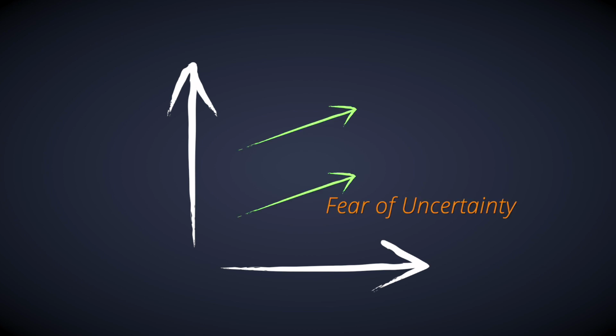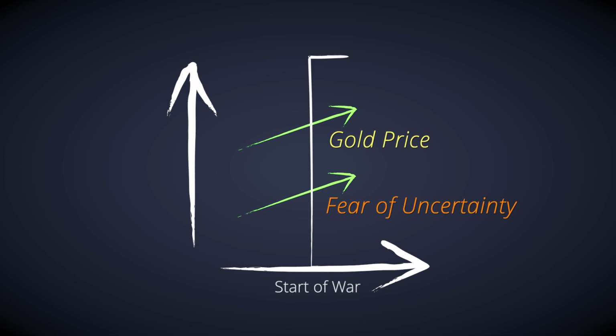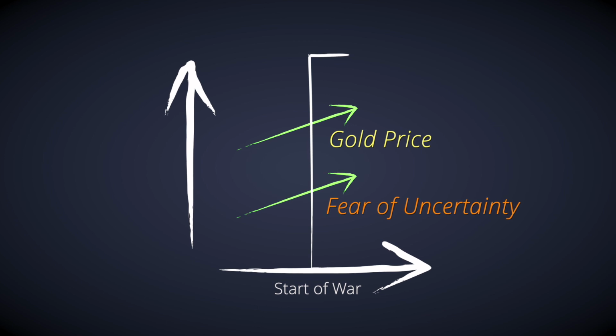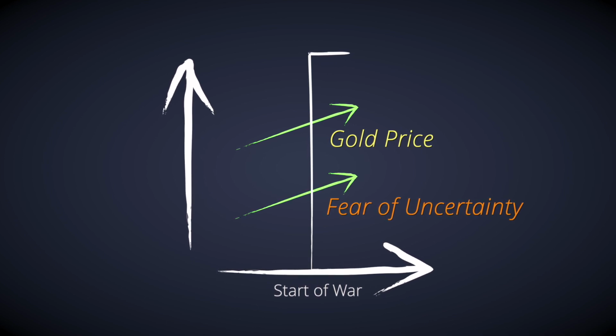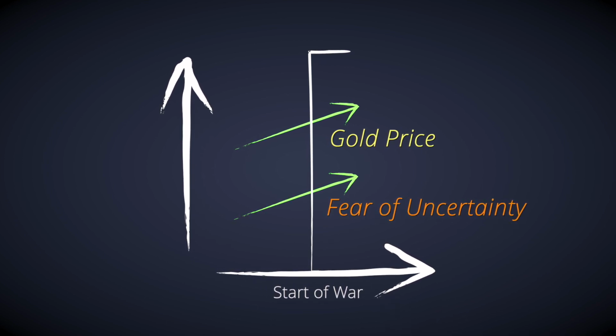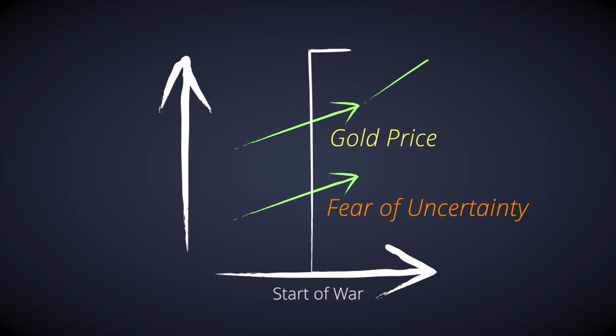What we can learn from these examples is, when fear of war or fear of uncertainty peaks, gold prices peak as well. This usually happens prior to or at the beginning of a military action or a potentially destructive event. But after the immediate price rise, the gold path diverged.